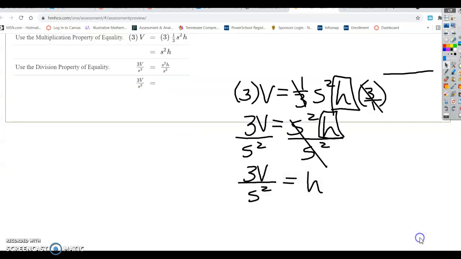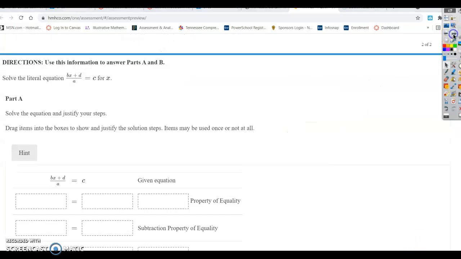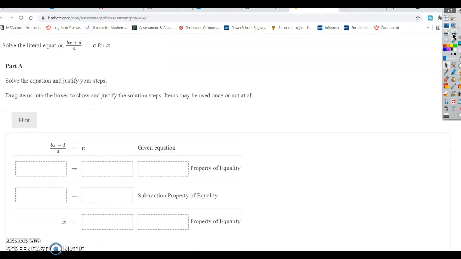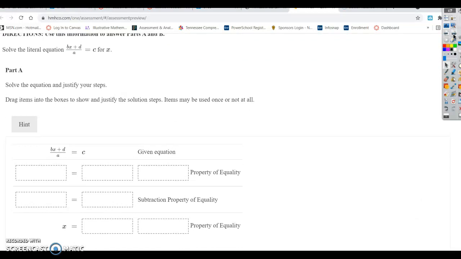Let's look at the next question. It says solve the literal equation bx plus d divided by a equals c for x. So let's do that again. Bx plus d divided by a equals c, and it says solve for x. Our x is on the left side, in the middle of all this other stuff.